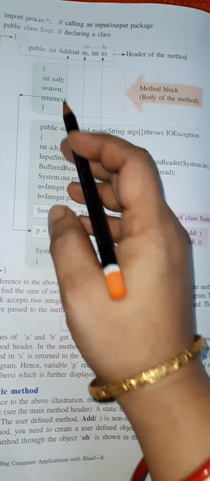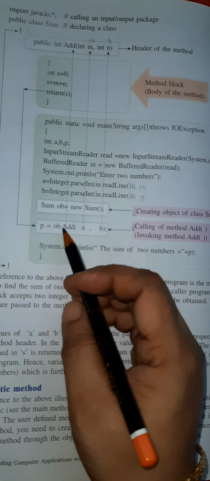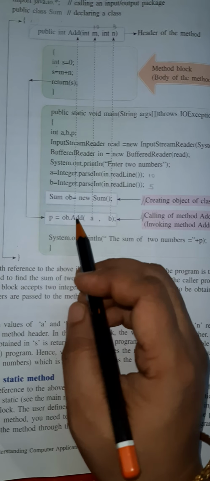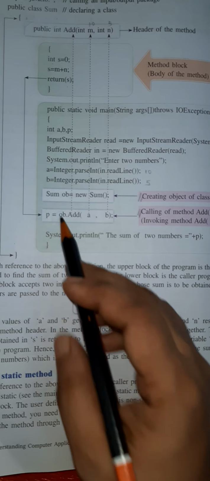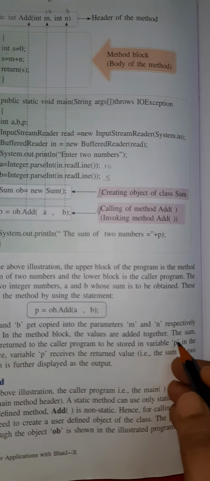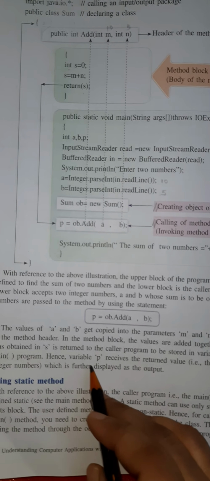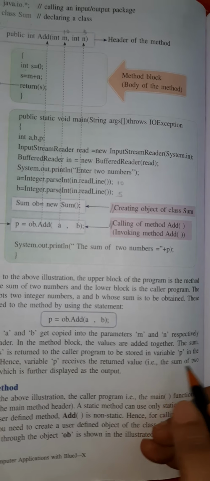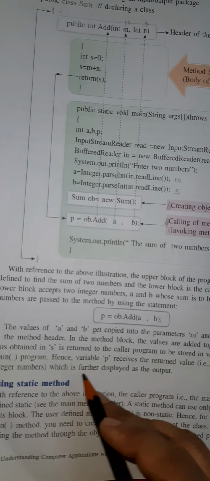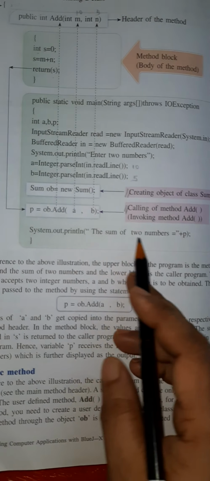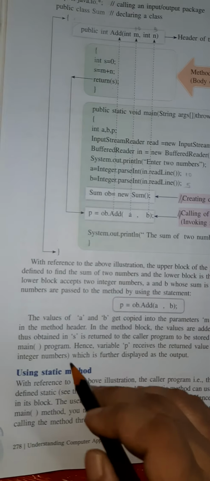So s is giving back the value to add, so it has to keep that value somewhere. It is assigning the value to p in the main program, and hence the variable p receives the return value, and the sum of the two integers is displayed in the output.